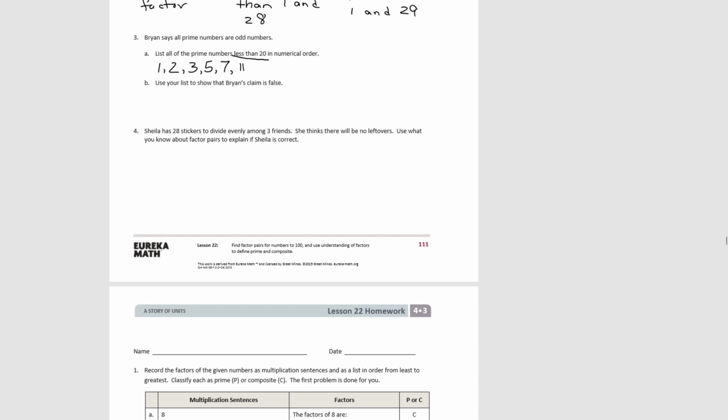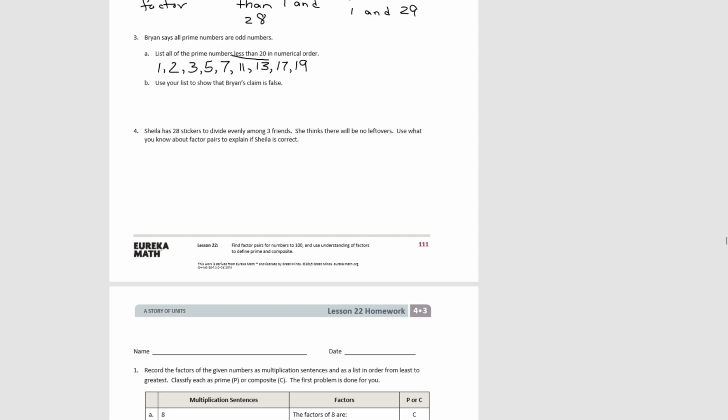11 is prime. 12 we can make several ways. 13 is prime. 14 is 2 times 7. 15 is 3 times 5. 16 is 4 times 4. 17 is also prime. 18 is 2 times 9. And 19 is also prime.